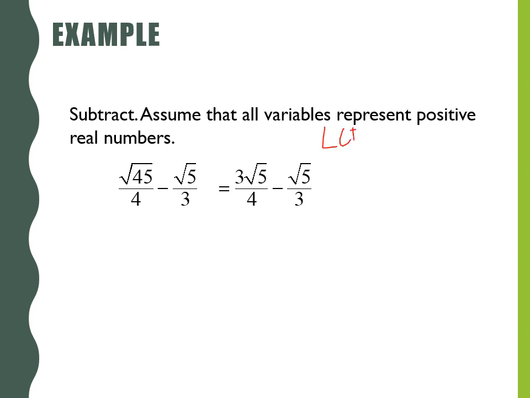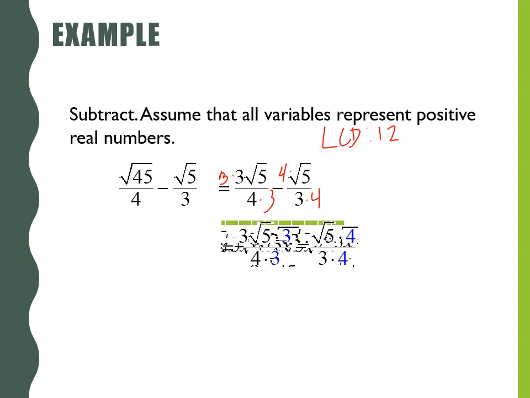My LCD would be 12. So I asked myself, how does 4 become 12? And I'm going to have to multiply by 3. What I do to the denominator, I have to do to the numerator. How does 3 become 12? I multiply by 4. What I do to the denominator, I have to do to the numerator.